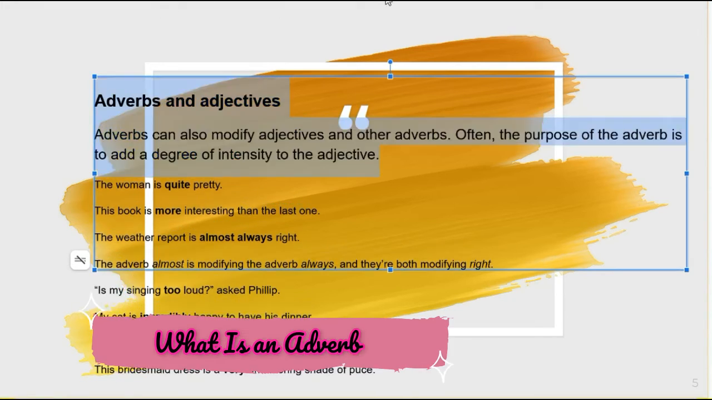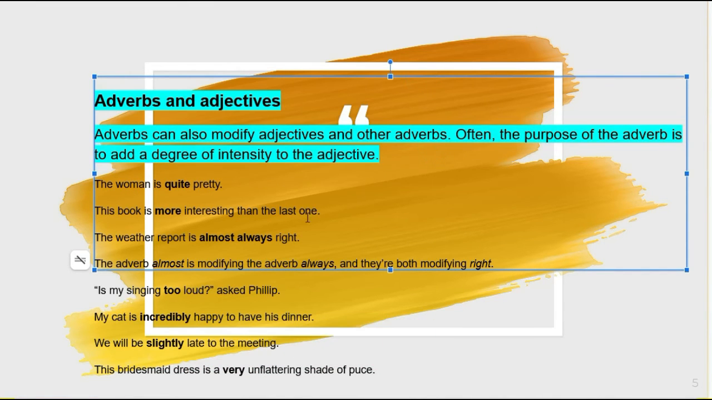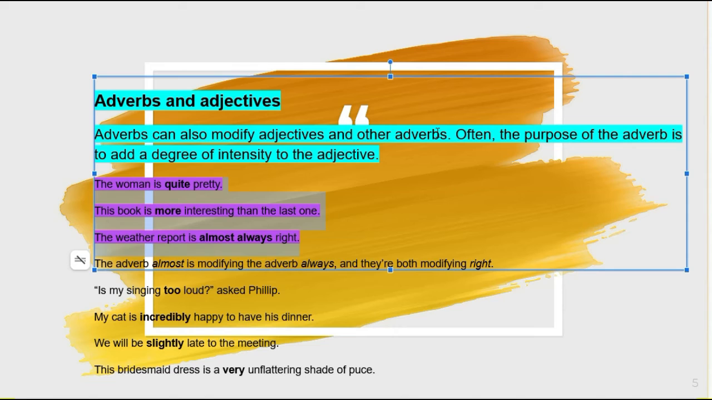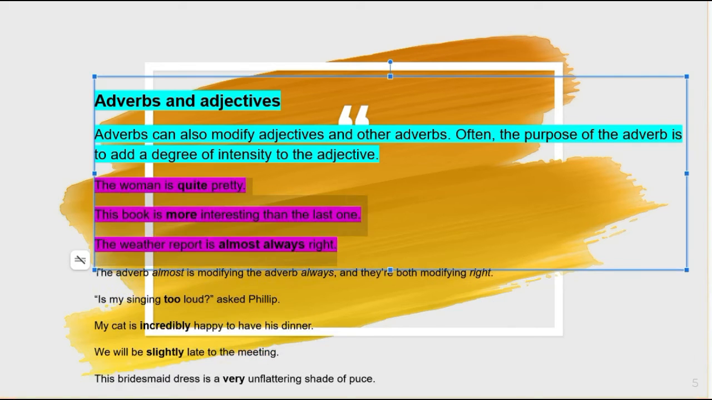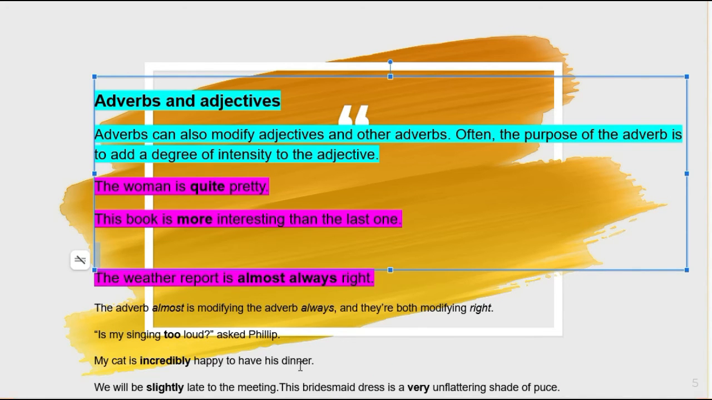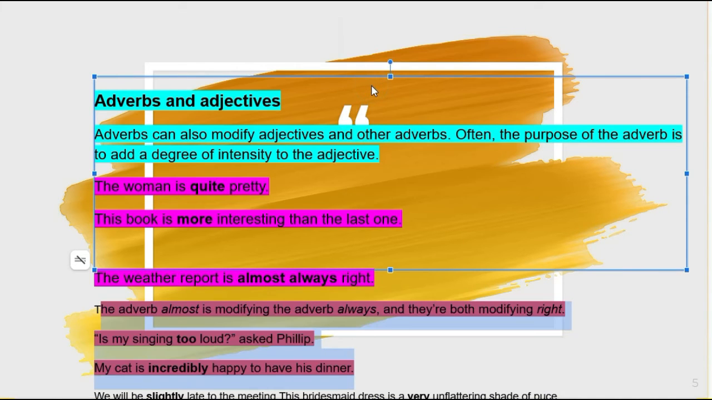So how can they modify? For example, the woman is quite pretty. The book is more interesting, the most interesting. And this is a really important slide as well. My cat is increasingly happy at dinner. So this is most unlikely, we can say. It's amazing things are happening all the time.